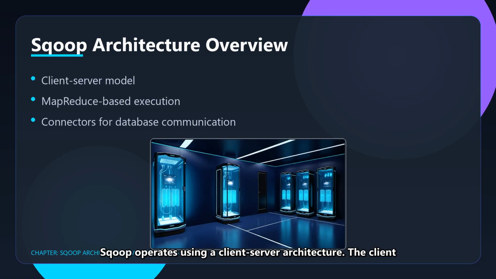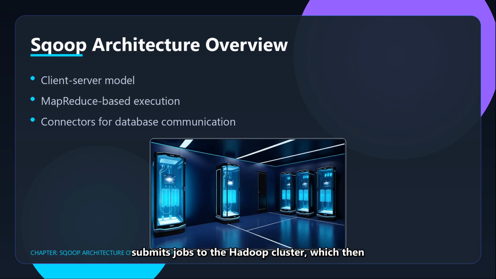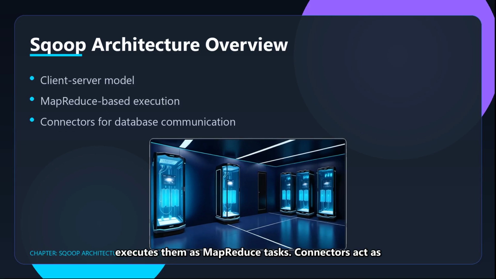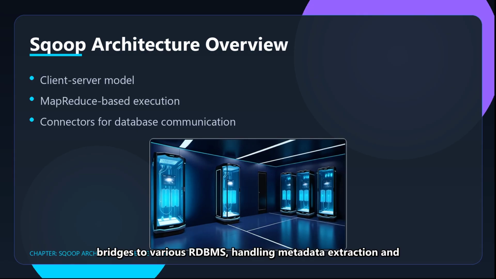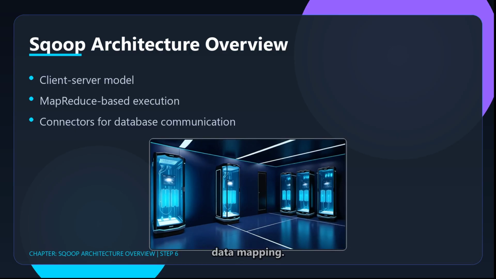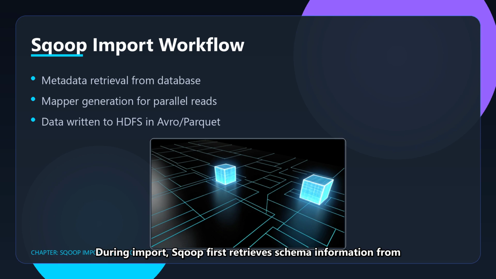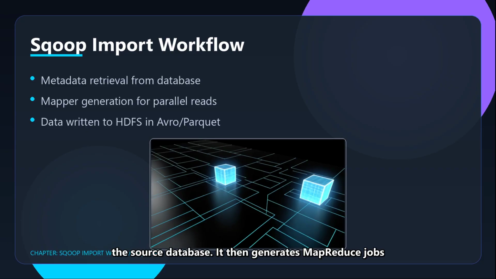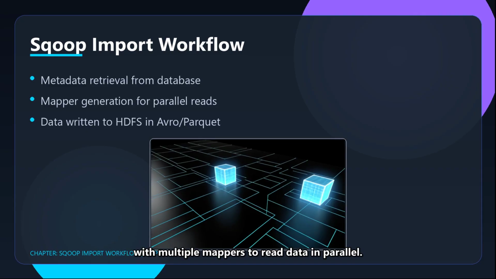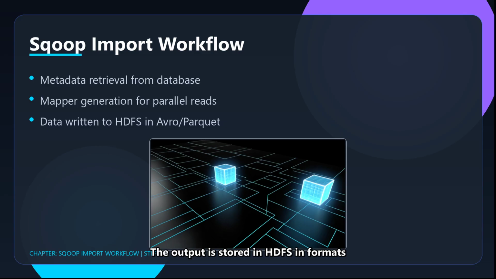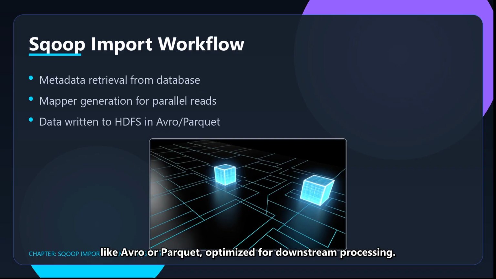Sqoop operates using a client-server architecture. The client submits jobs to the Hadoop cluster, which then executes them as MapReduce tasks. Connectors act as bridges to various RDBMS, handling metadata extraction and data mapping. During import, Sqoop first retrieves schema information from the source database. It then generates MapReduce jobs with multiple mappers to read data in parallel. The output is stored in HDFS in formats like Avro or Parquet, optimized for downstream processing.